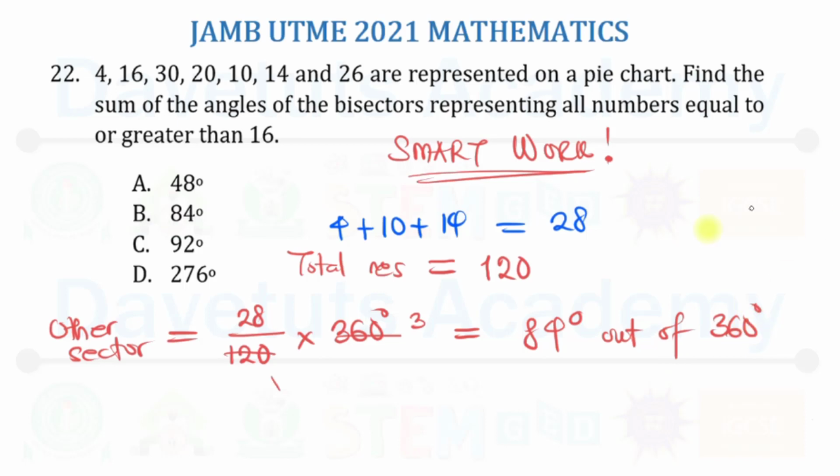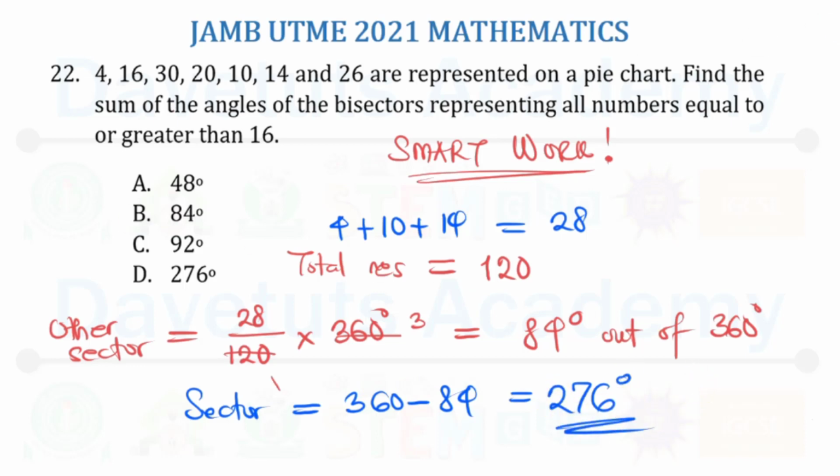That means what we're asked to find, the sector representing numbers equal to or greater than 17, the sector that we are looking for is 360 minus 84. And that's going to be what? 10 minus 4 is 6. Remaining 5. 15 minus 8 is 7, remaining 2. So 276 degrees. And you see, that's what I was just looking at originally. That this option D is definitely the answer.